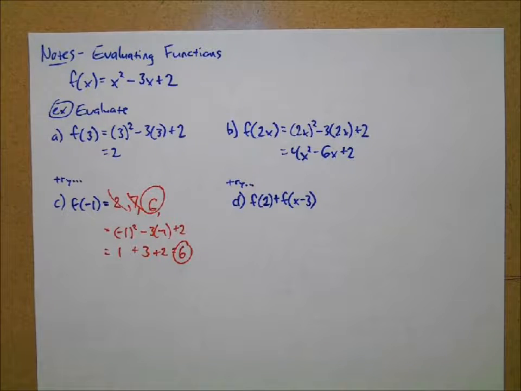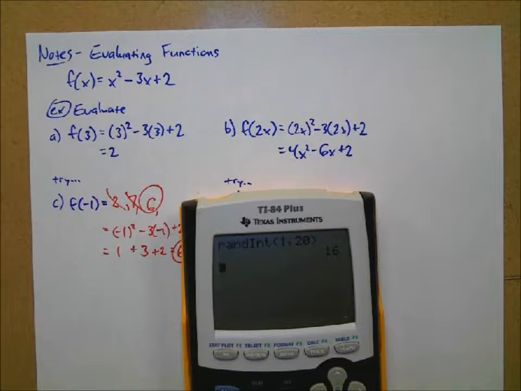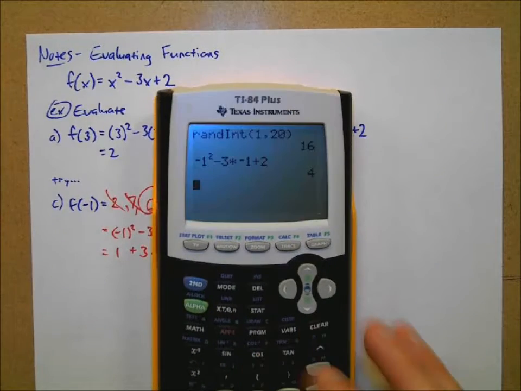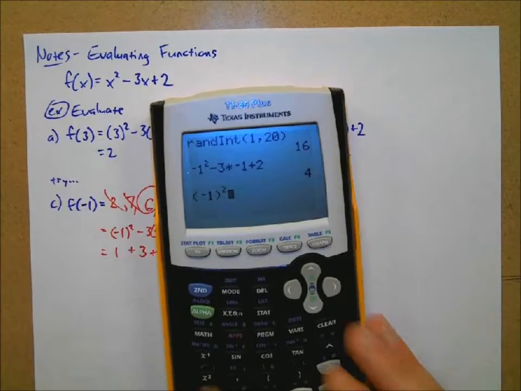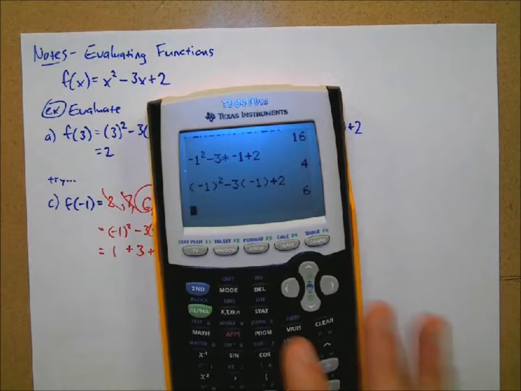Do be careful typing this in your calculator. If you typed in negative 1 squared minus 3 times negative 1 plus 2, in that case you got 4. So make sure you put parentheses around that negative 1 if you're going to type it in your calculator. And then you get the correct answer of 6.